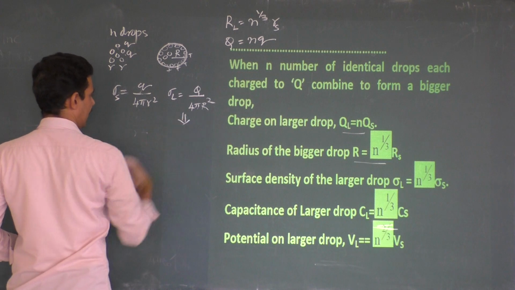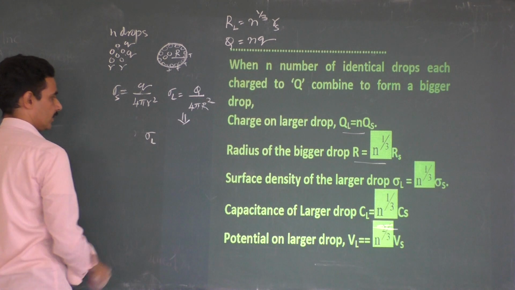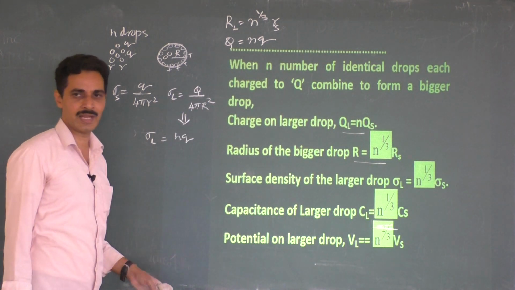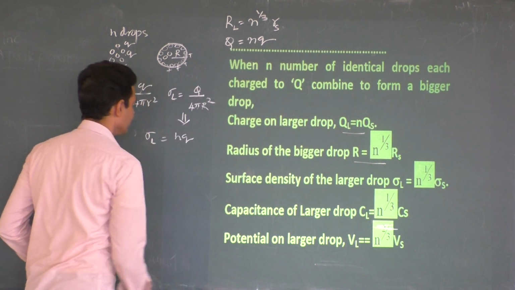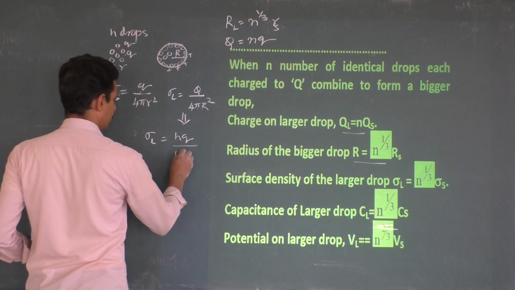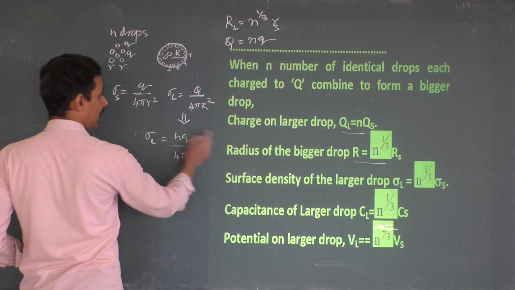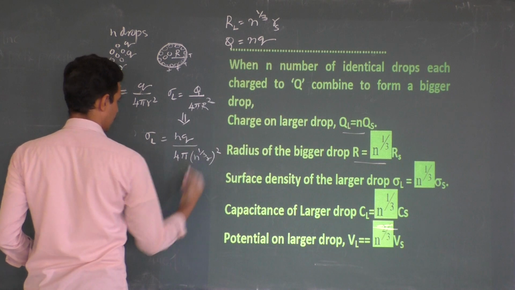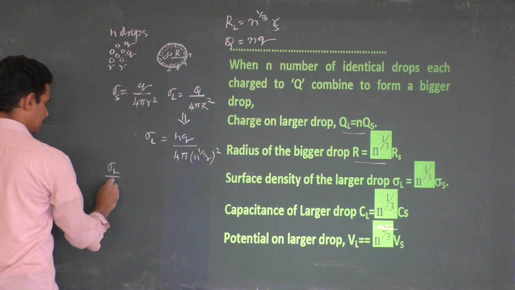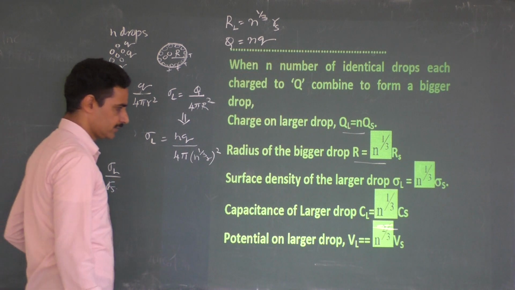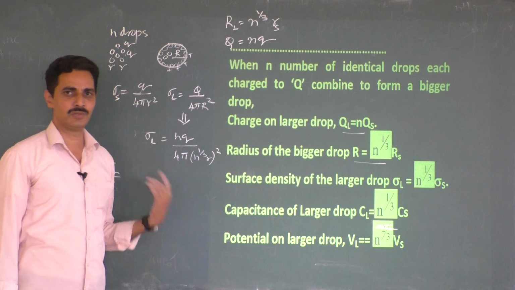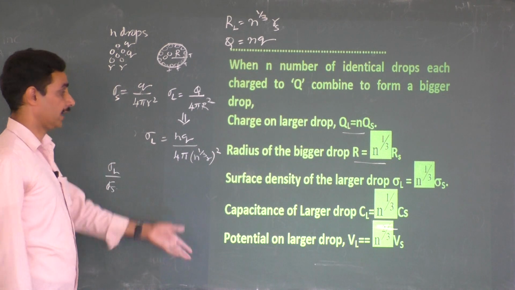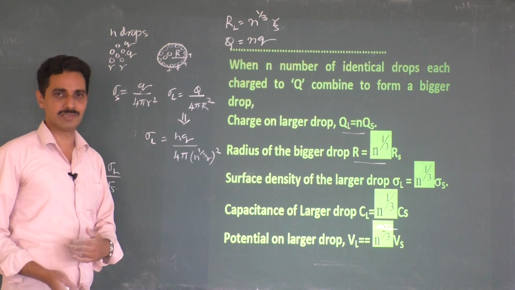But this can be written as: the surface charge density of the larger drop is n q divided by 4 pi capital R squared, because the charge of the bigger drop is n times the charge of each smaller drop. Capital R is the cube root of n times small r, whole squared. Now divide sigma of the larger drop by sigma of the smaller drop. I am doing this so that if you forget it in the exam, you can still get the answer. So better not to memorize the formulas by heart. Know the way in which they are derived.